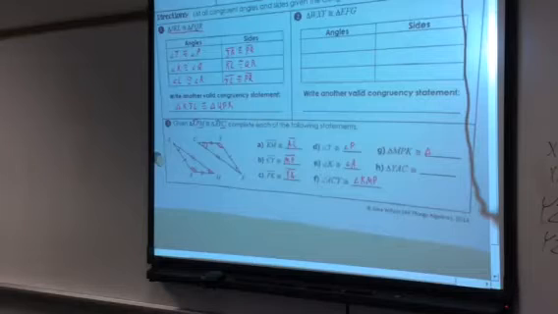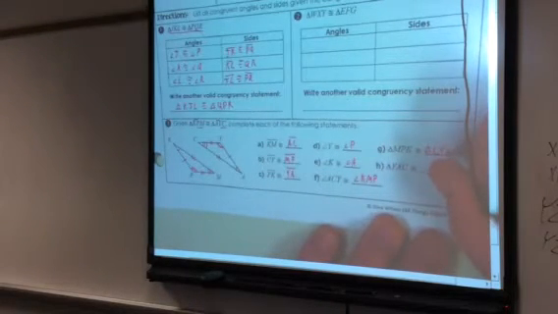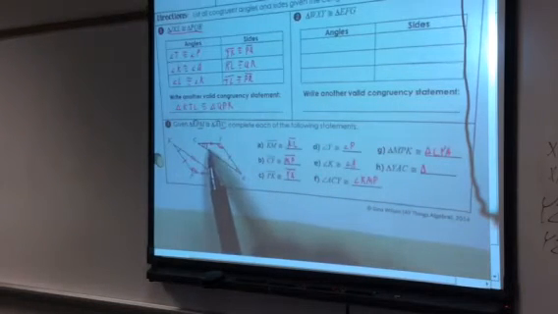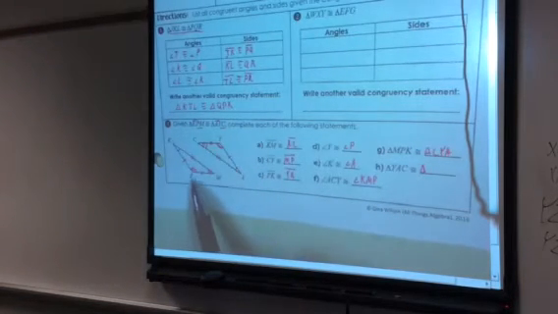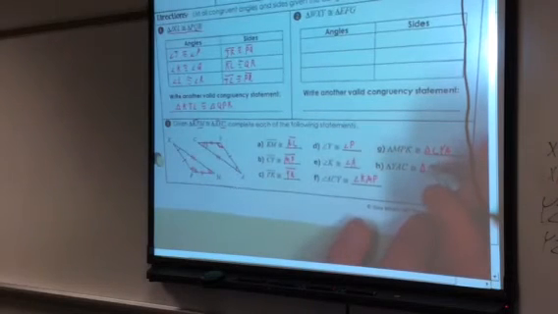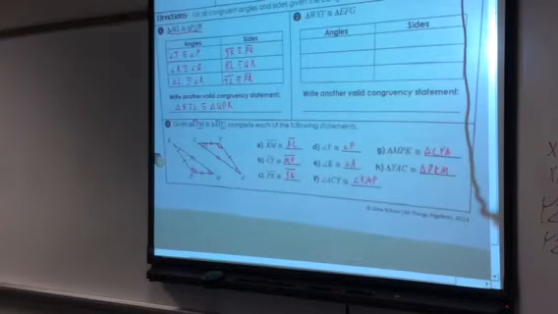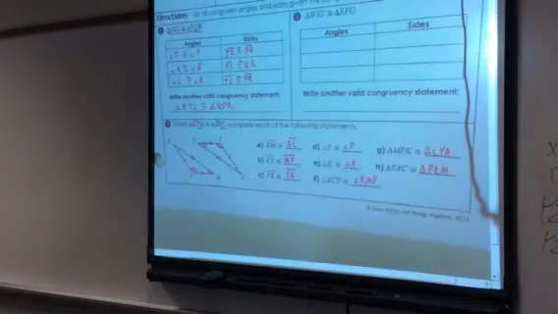So what would be my other triangle? CYA. Triangle YAC would be PK. Any questions so far? This is actually pretty easy.